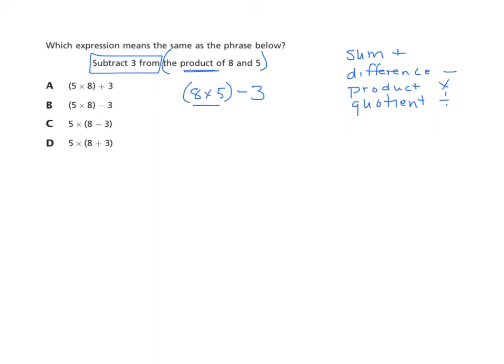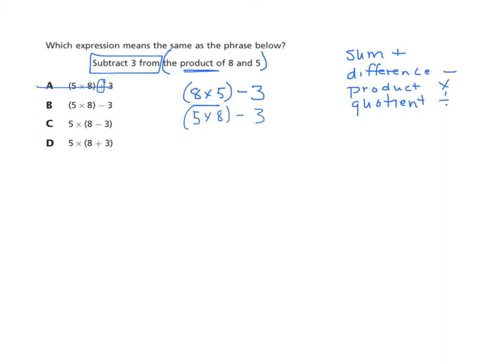If we look at our choices, we can see that we have the product of 8 and 5, 5 and 8. Well, it doesn't matter what the order is, right, because of the commutative property. So I could just as easily write this as 5 times 8 minus 3. But we see that this adds 3. We're not subtracting 3, so this guy's out.